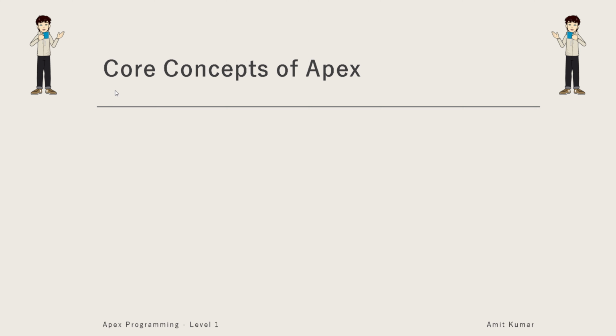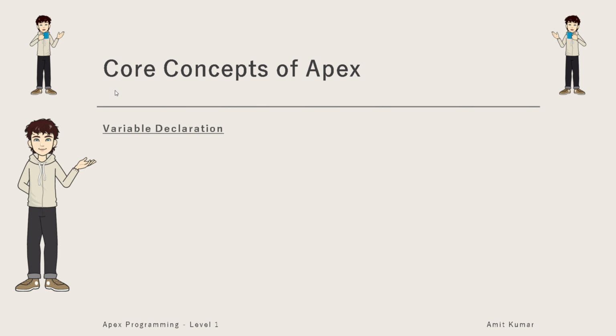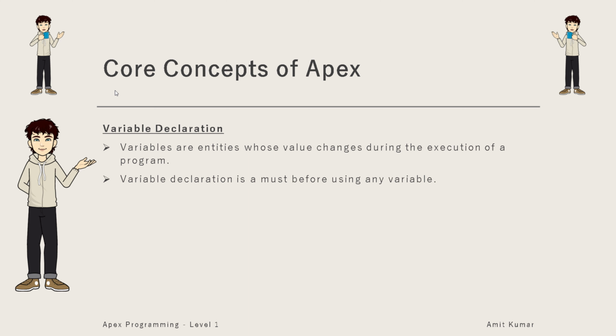Now let's talk about the various elements of the Apex language. The first one is variable declaration. Variables are those entities whose value changes during the execution of a program. They are basically names provided to a memory location. Variable declaration is a must before using any variable. So if we want to use any sort of variable in our program, we must declare it before using it. A variable declaration consists of a variable name and data type.